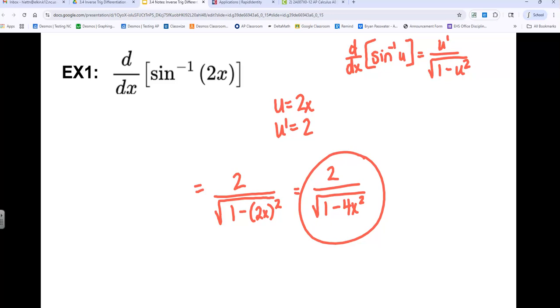And they'll leave it like that. They look terrible. They look scary. You want to panic whenever you see inverse trig. But with the note card, they're not that bad. You're just taking whatever that inside value is, finding u and u prime, and then plugging that into the formula. Everybody okay there? Questions? All right, let's do another one.